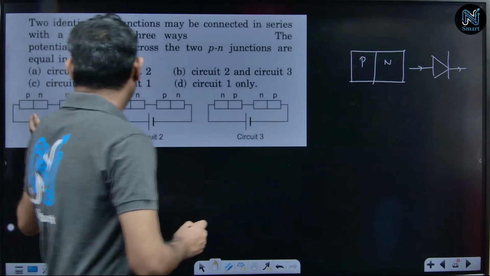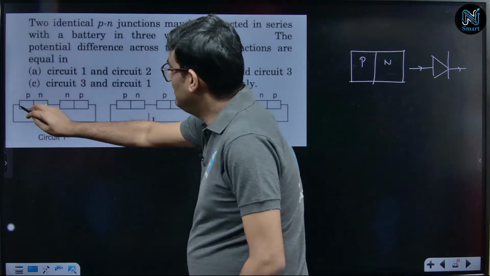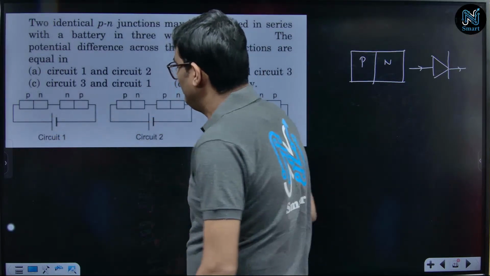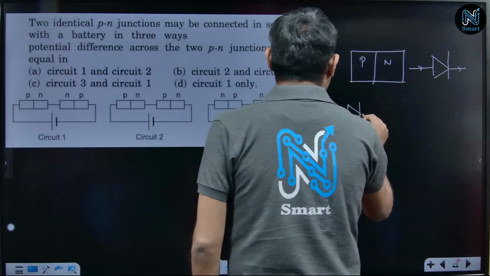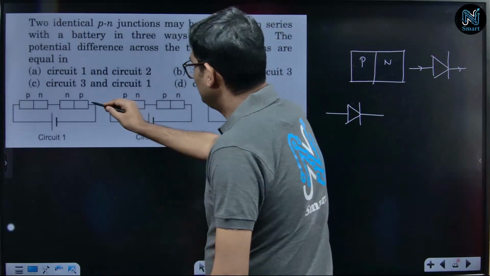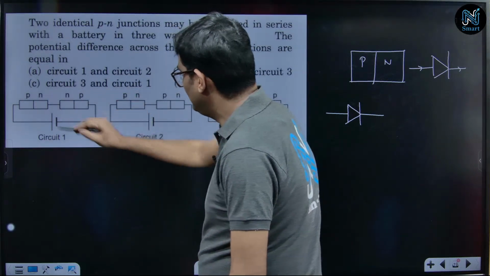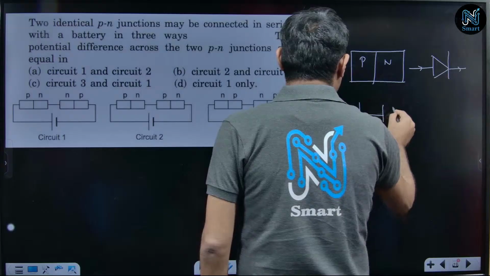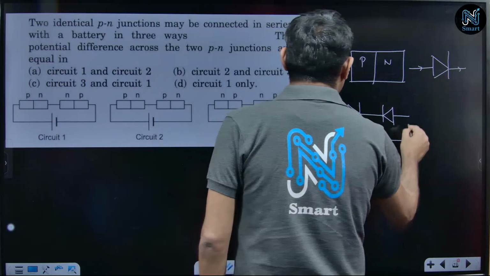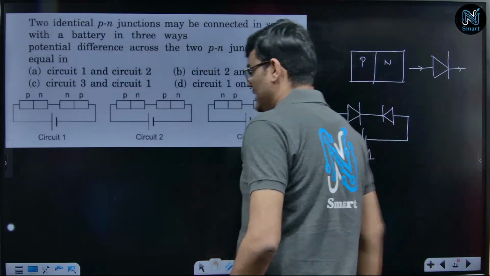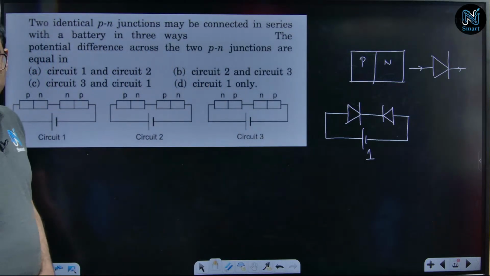Here in the first circuit, you can see that this P is connected with a positive potential, so I can mark it to be forward biased. But here this P side is connected with the negative terminal, so I should mark this to be reverse bias. So circuit 1 is represented by this circuit. Can you understand how I can represent circuit 1 with this particular diagram?